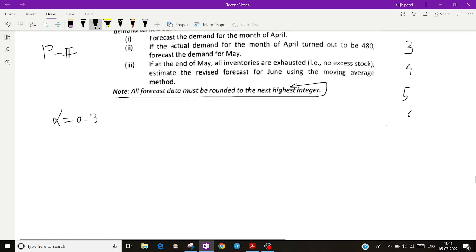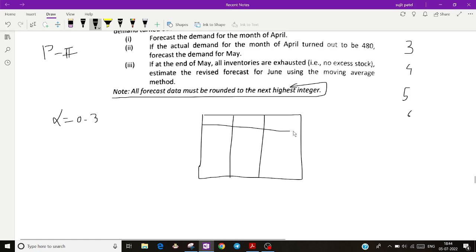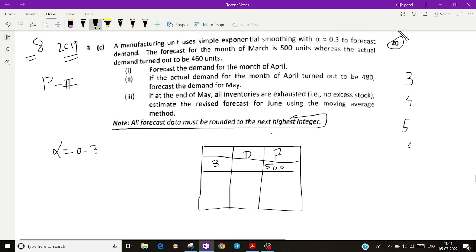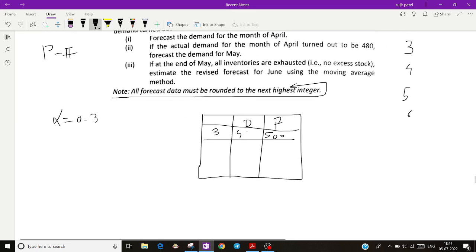Okay, so what we have to do is make a table, and I'm denoting demand as D and forecast as F. So for the third month the forecast is 500 but the actual demand turned out to be 460 units. We have to find the demand forecast for April month.